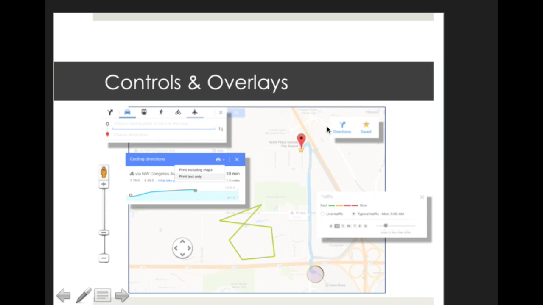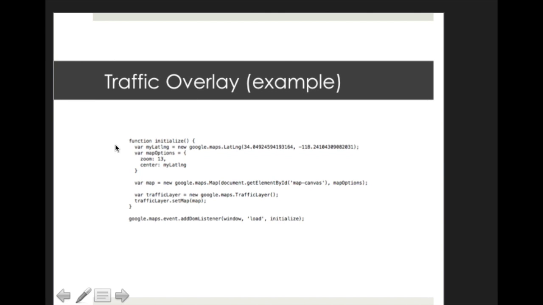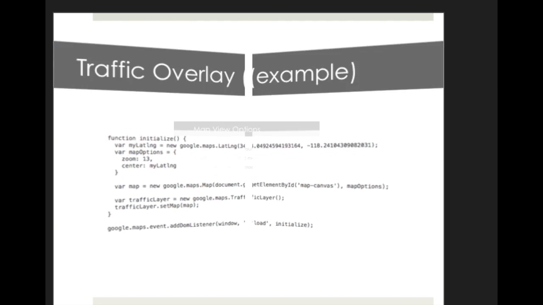You can save maps or locations, get directions, plan around traffic, which is an overlay, the traffic overlay, and I will show you what the code looks like next. And then these are just some basic controls and overlays. Okay, here's what I mean by the traffic overlay. This is all it takes to add that in. So you can view the traffic, go around it, and that sort of thing.